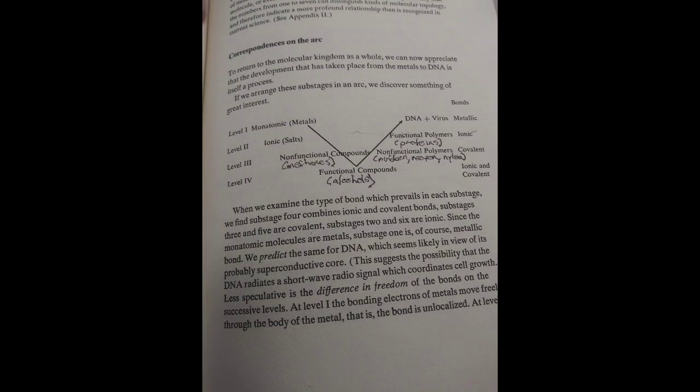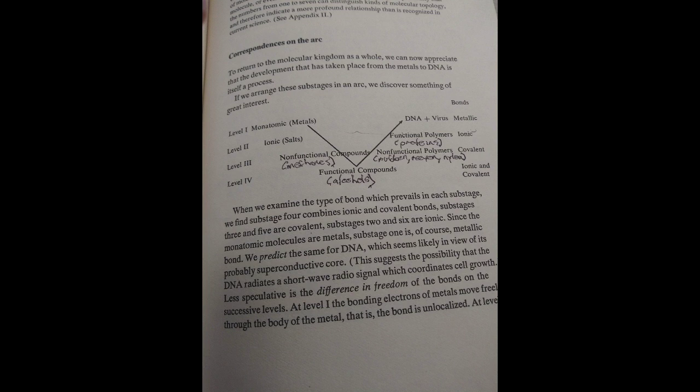So here's the arc. Level 1, let's go individually first. So we've got monatomic, which are the metals. Level 2, actually not level, this is the substage. These are the subs. Let's look at the substages first. Substage 1, metals. Substage 2, salts. Substage 3, non-functional compounds, which are the hydrocarbons. Substage 4 are the functional compounds, like alcohols and so forth.